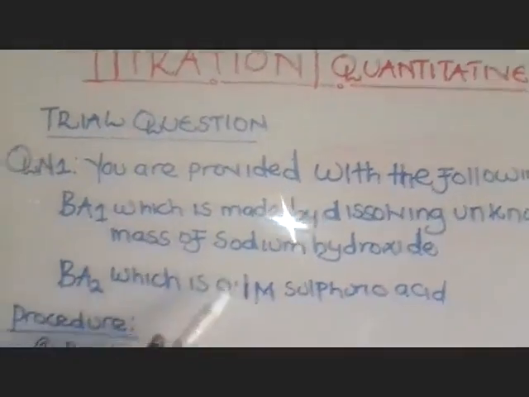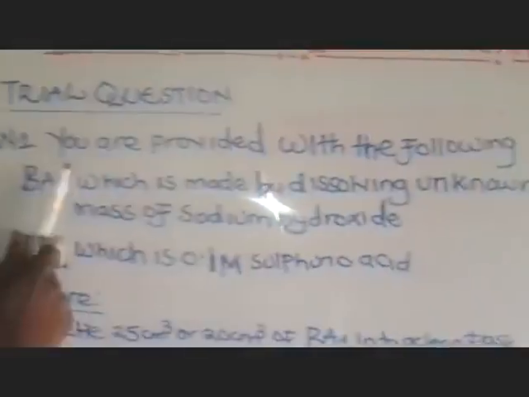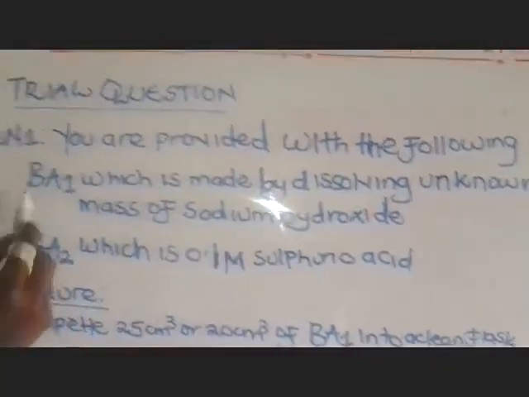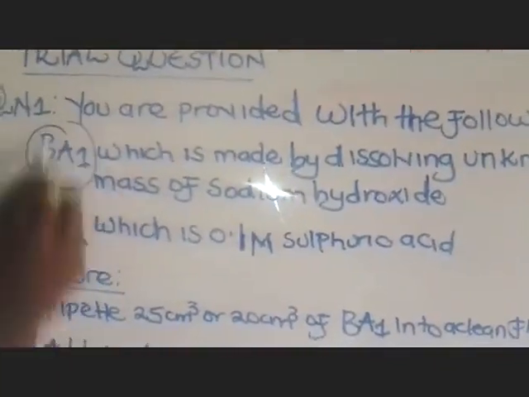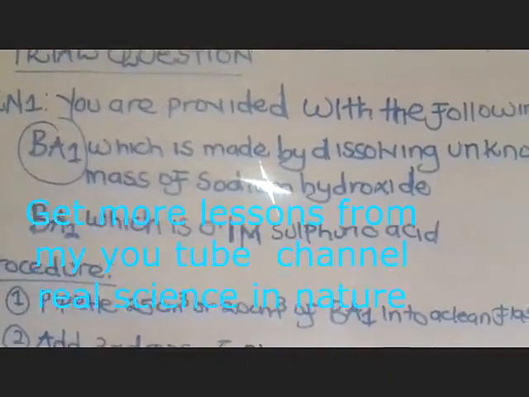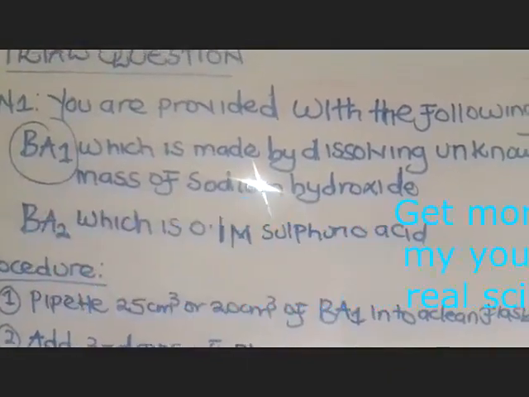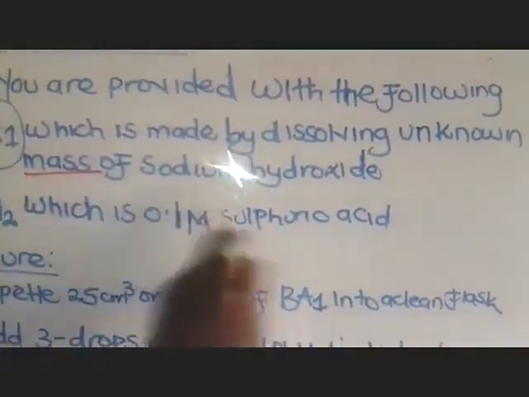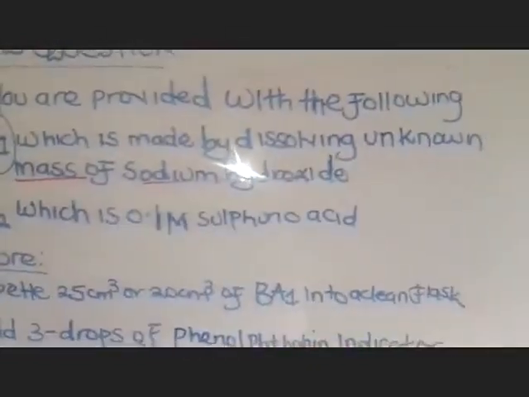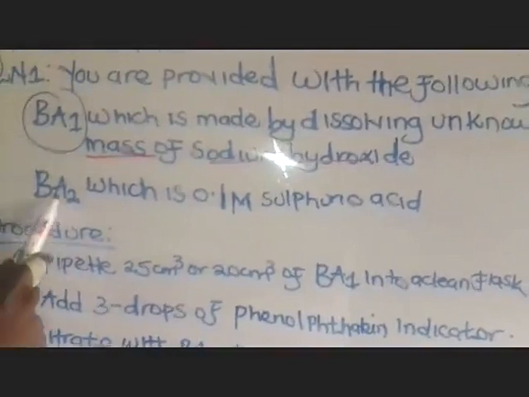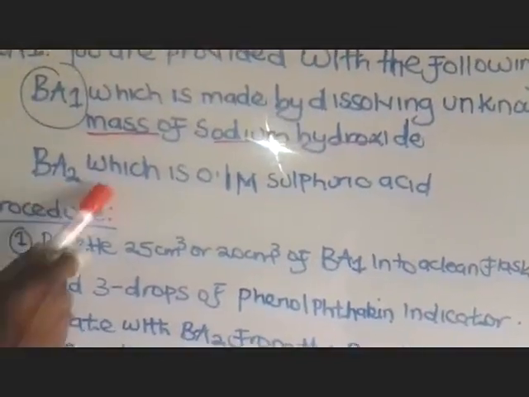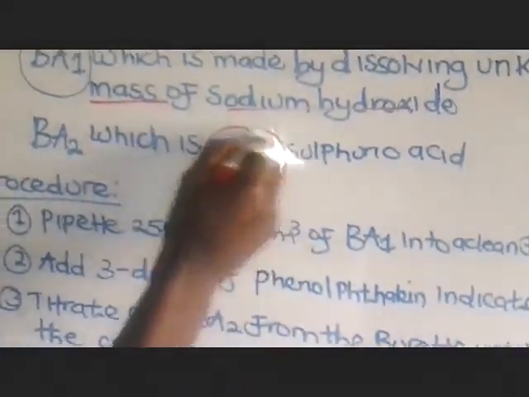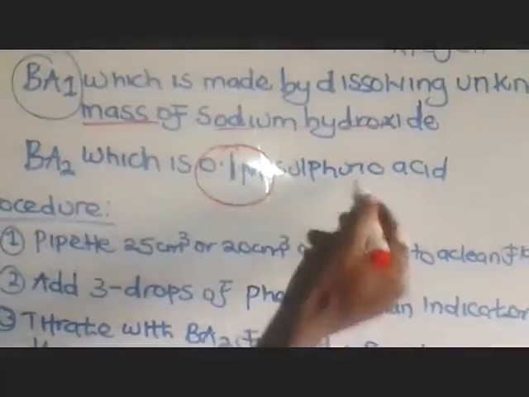Let us try to do this question practically. This man or this woman is saying, you are provided with the following. We have what we are calling BA1, which is made by dissolving unknown mass of sodium hydroxide. At the same time, we have BA2, which is, take note of this one, 0.1 molar sulfuric acid.